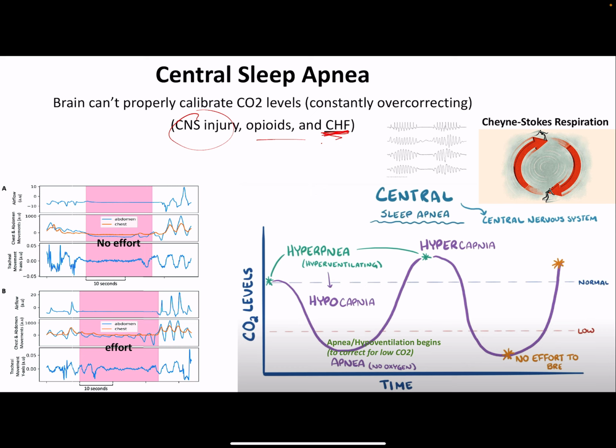The brain can't properly calibrate CO2 levels, so it's constantly overcorrecting. So for whatever reason, your CO2 levels are normal. Maybe they get a little bit high, and if they get a little bit high, the chemoreceptors in your brain go, oh, CO2 is too high. Let's start hyperventilating. It hyperventilates, which is going to blow off all of your CO2. It blows off too much. Now that it's too low, your brain wants to correct in the other direction. So now apnea, a cessation of breathing or hypoventilation, is going to correct for this, and the CO2 levels are going to rise. Now let's just focus. From here to here, we're looking at this hyperventilation, right?